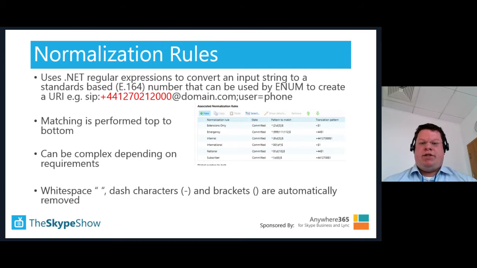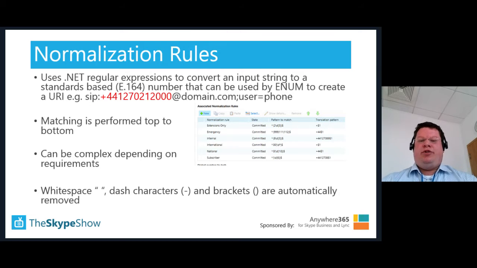The reason we have the normalization rule to E164 is so that we can put that number into enum, which then creates your line URI or your SIP URI. As you can see in that example in the red text, that's the normalization rule taking effect, and everything outside it is enum. The reason we have enum is to allow modern telephony systems such as Skype for Business and any other SIP-based telephony system to interoperate with old copper switched networks such as the PSTN. So that's why we need enum.